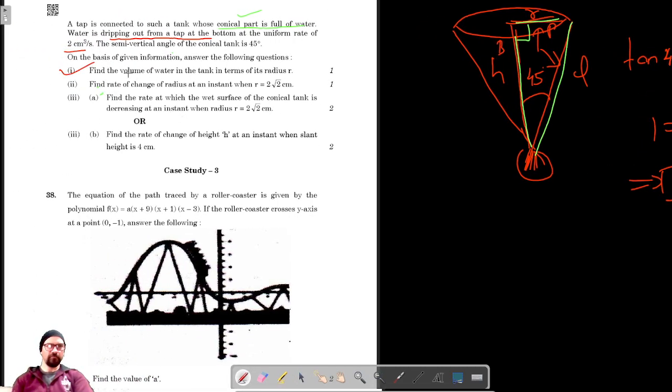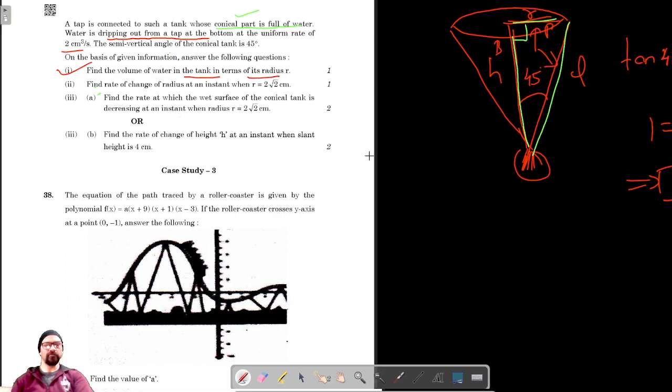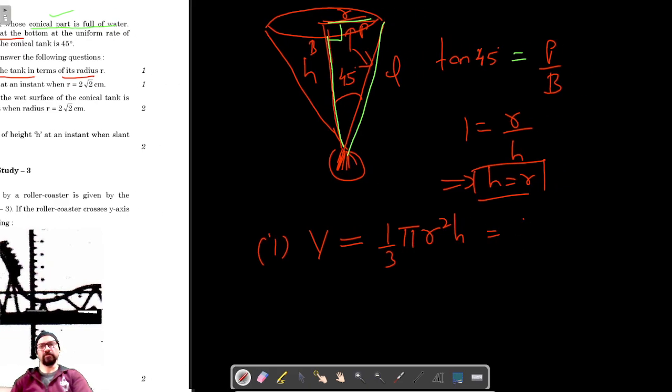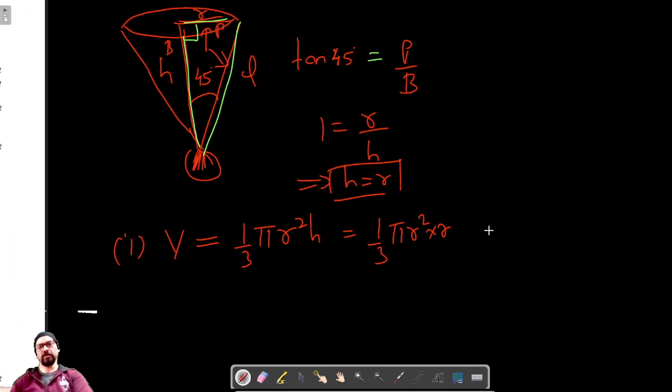Now we have to find the volume of water in the tank in terms of radius R. The volume of the cone is pi R squared H, and H is equal to R. So it's pi R squared into R, and this is the volume of the tank in terms of R.